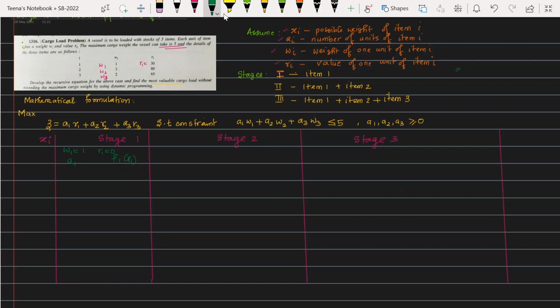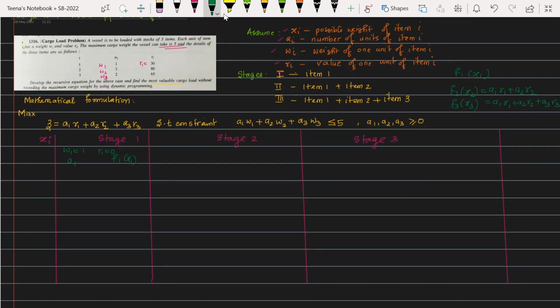So I shall have F1 X1 here. F1 X1 is the value of the item loaded. So in stage 1 we will have X1 X1. In stage 2 we will have F2 X2, value of the item loaded in stage 2, that is actually A1 R1 plus A2 R2, and F3 X3 is the value of item loaded in stage 3 and that is A1 R1 plus A2 R2 plus A3 R3.